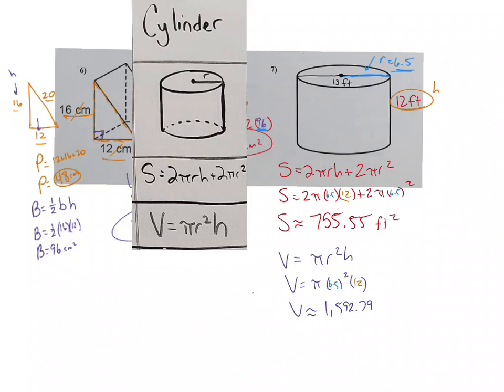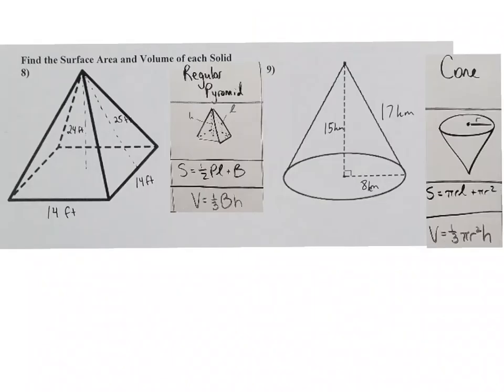So I have 1,592.79, and it is cubic feet. Remember, you will lose points if you do not have the correct label, so make sure you have the correct label. All right, 8 and 9, I already put the formulas on there.